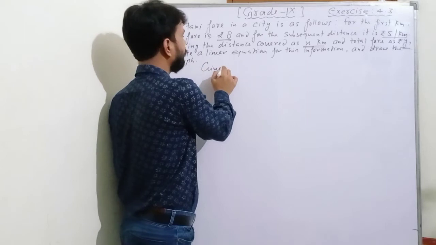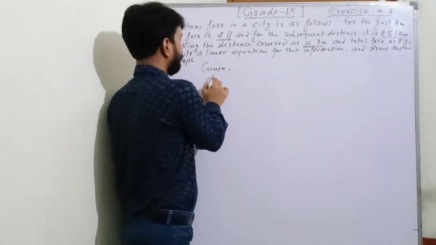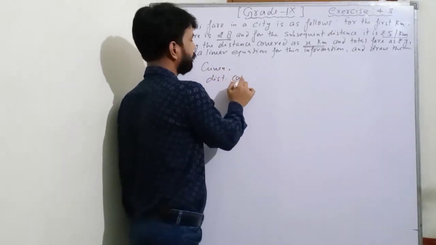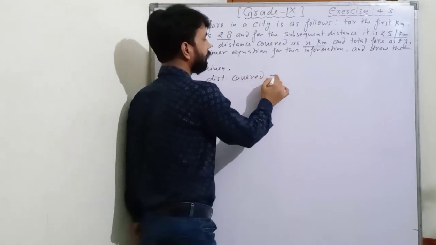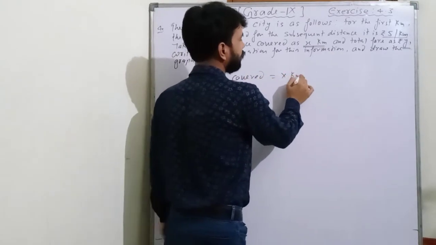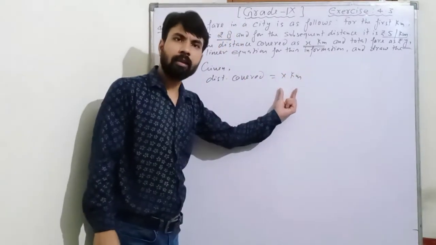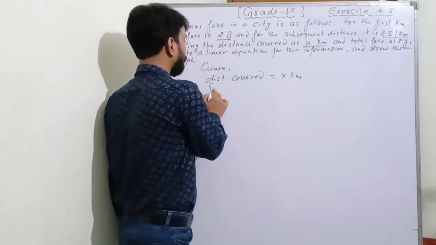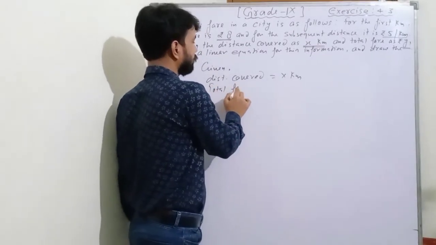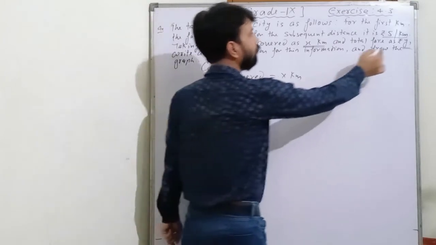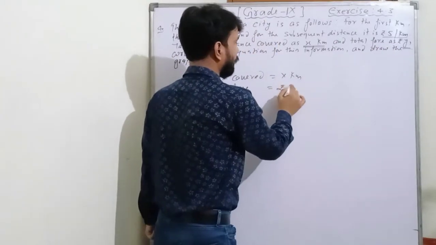First we will have to write given distance covered, that is given x किलोमीटर. कितना डिस्टेंस कवर करना है हमने? x किलोमीटर. टोटल फेयर इज गिवन y रुपीज y.